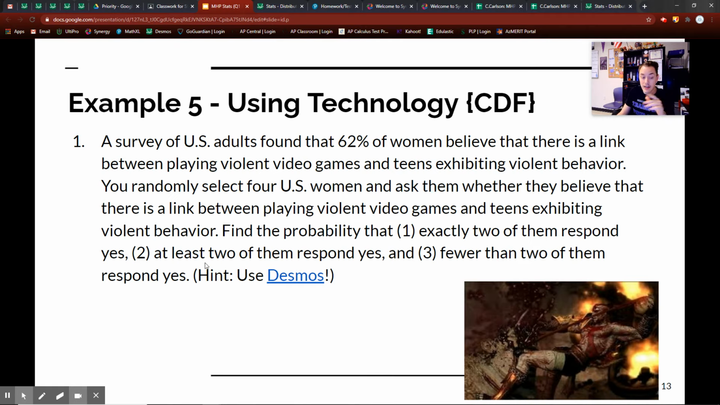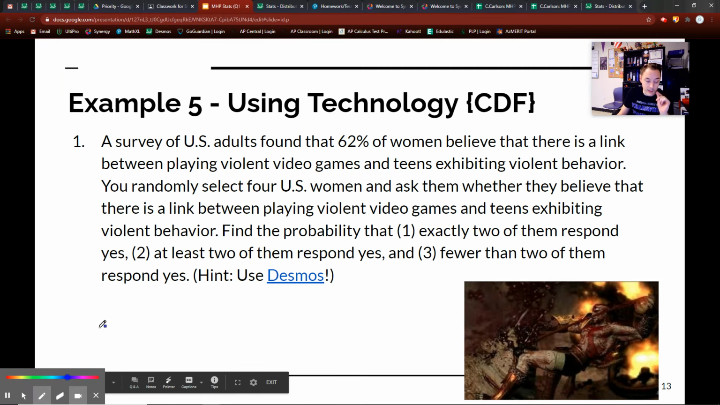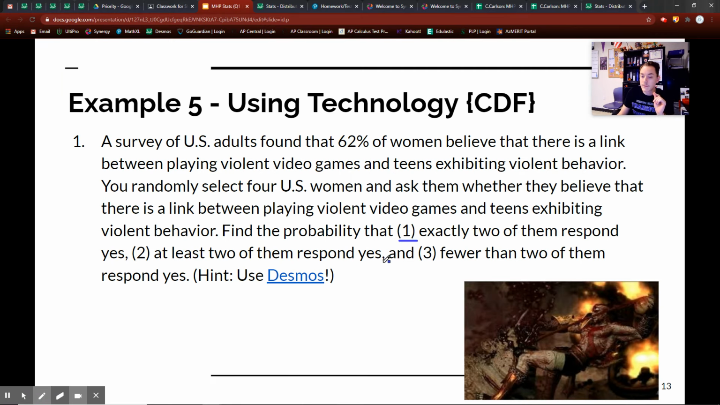So now here's what we're doing. We're actually finding 3 probabilities in one: exactly 2, at least 2, and fewer than 2. So I'm going to color code this so it's a little bit easier. The first one we'll do in blue. The next one we'll do in red: at least 2. And then the next one will be purple or pinkish: fewer than 2.